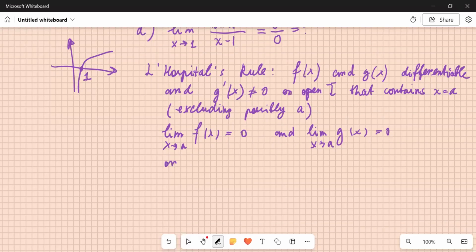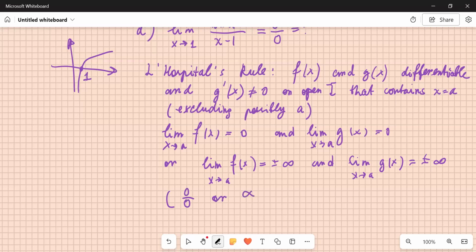Or the limit of f of x as x approaches a equals plus or minus infinity, and the limit of g of x as x approaches a equals plus or minus infinity. I did not consider any examples of infinity, but we are going to have them later when we introduce the rule. So the rule is going to deal with indeterminate form 0 over 0 or infinity over infinity. It doesn't matter what the sign of infinity is.